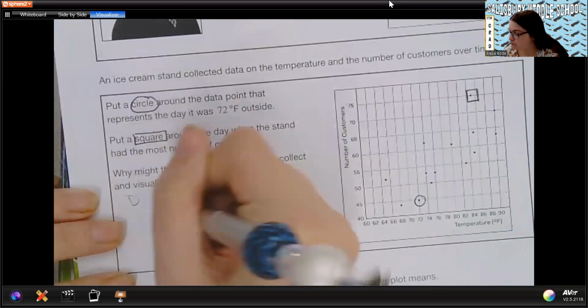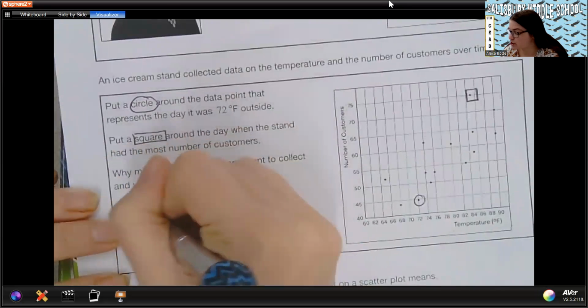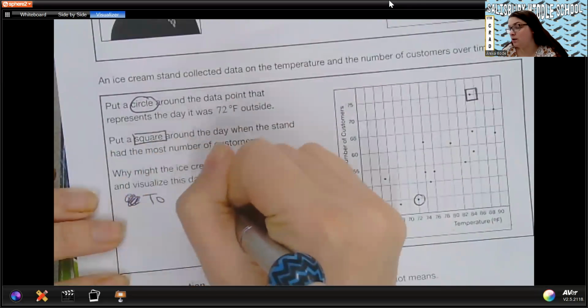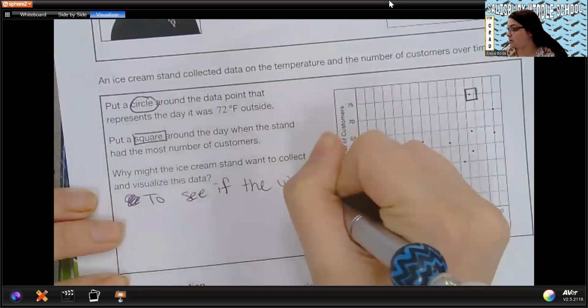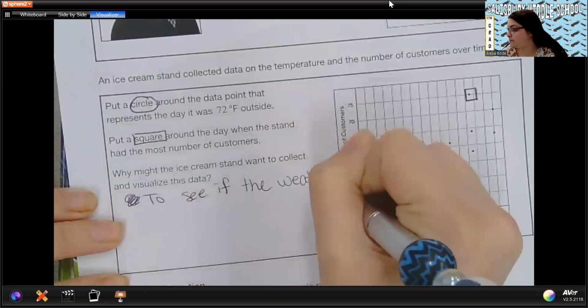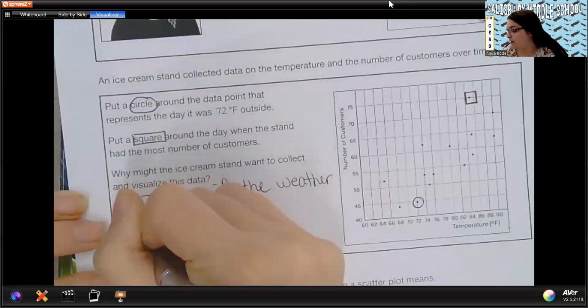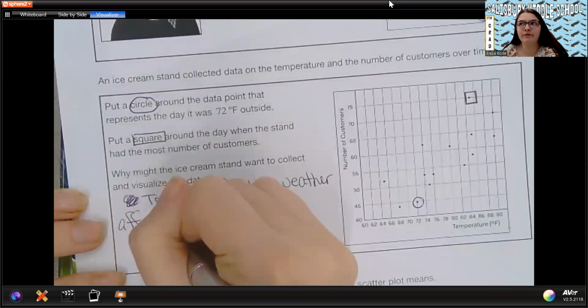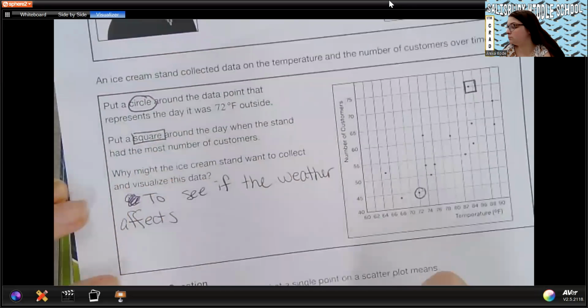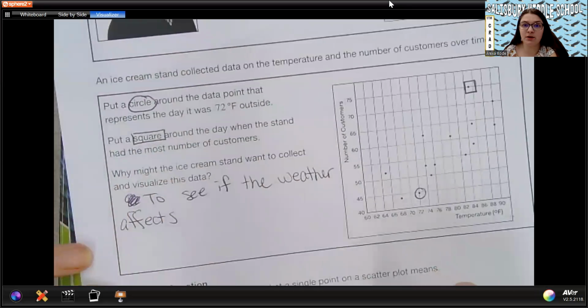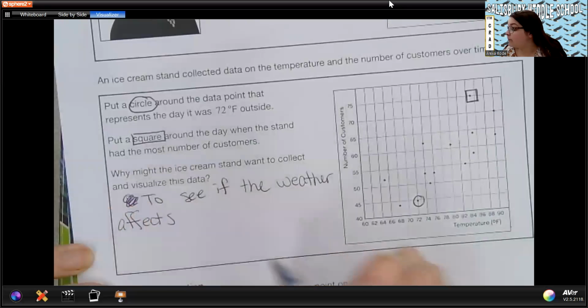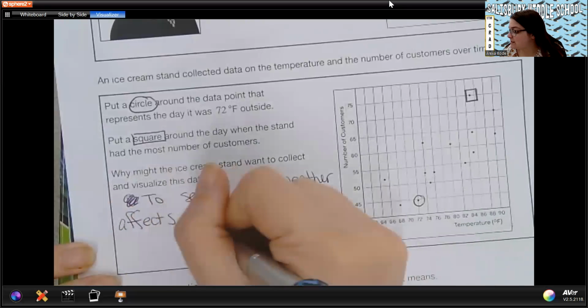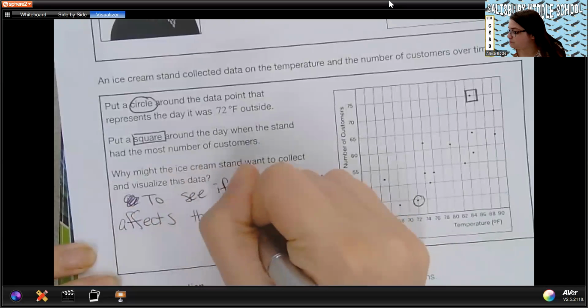Let me change that. To see if the weather affects or effects. Guys, you know I'm not good at this. Affects or effects. Cause and effect. I don't know. You get the point. Whether the weather affects the number of customers.